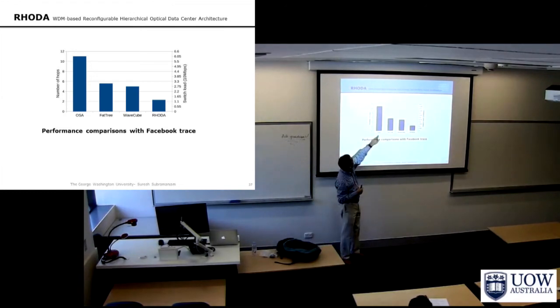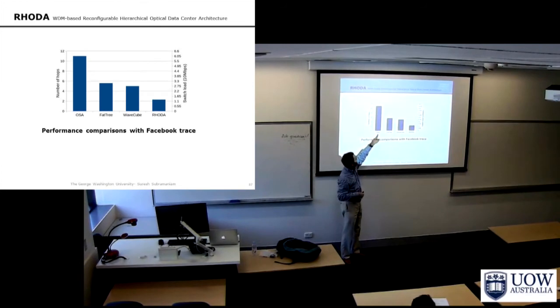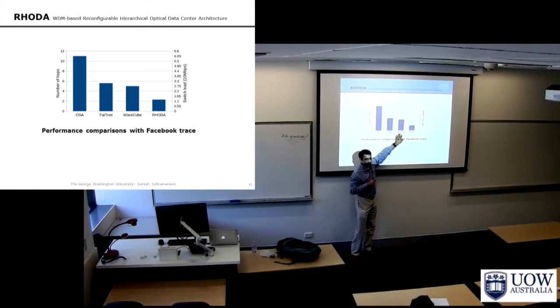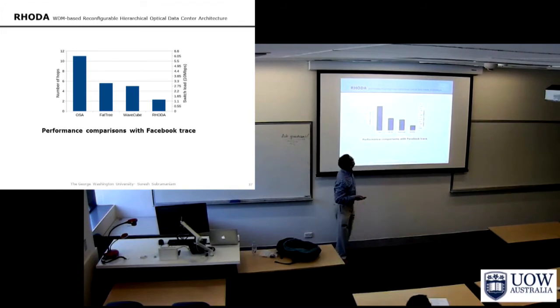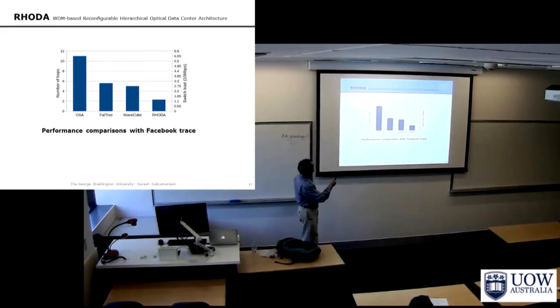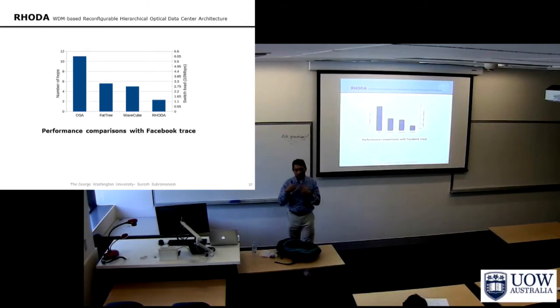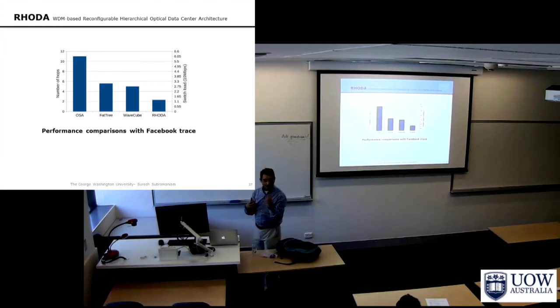So if you look at this, OSA is the one that I talked about a little bit earlier. Fat tree is the conventional architecture. I didn't talk about this one, but this is a non-configurable optical architecture, and this is the architecture that we just presented, ours. If you look at the number of hops, our architecture has the smallest number of hops for this real-world trace, and we also measure here the amount of traffic that is going to be switched by each ToR on average, because that is important.